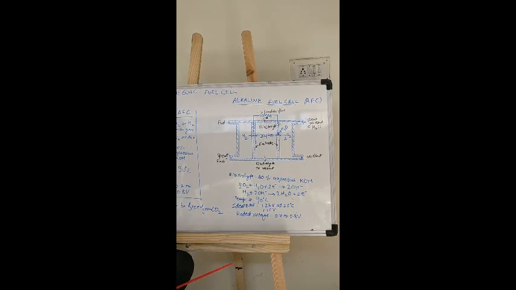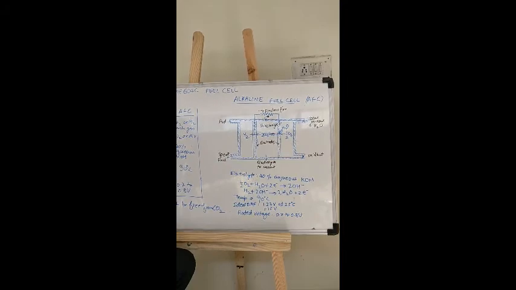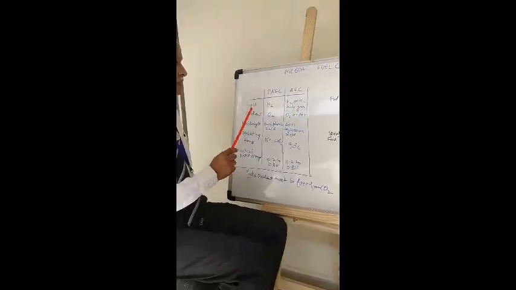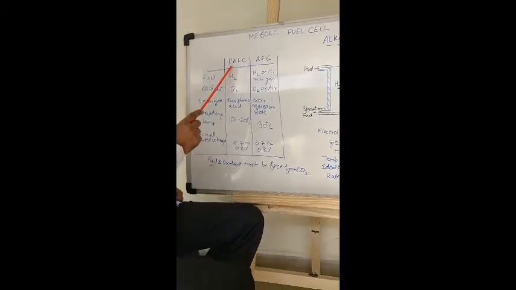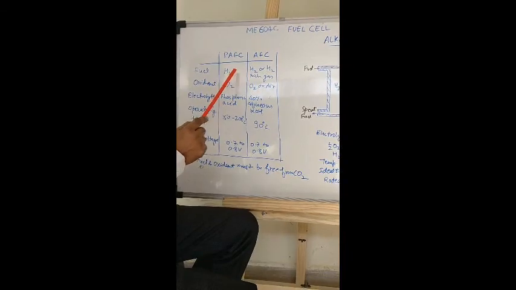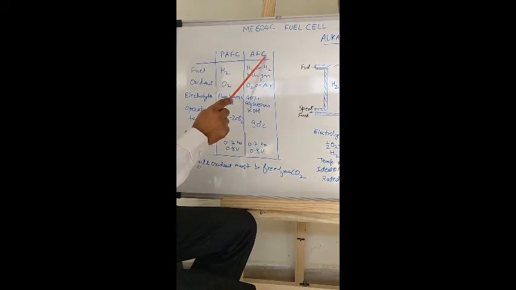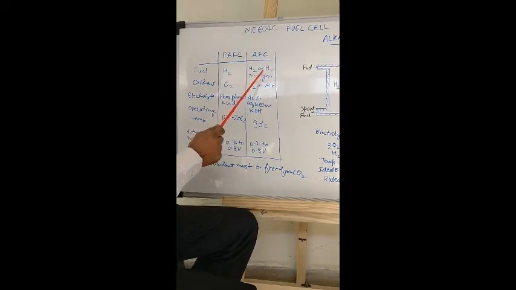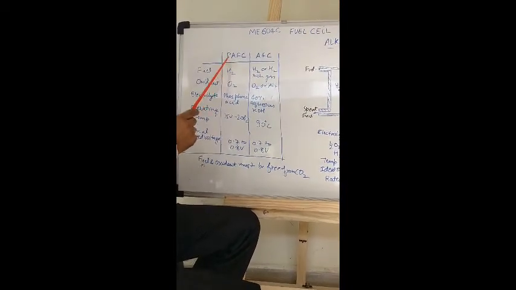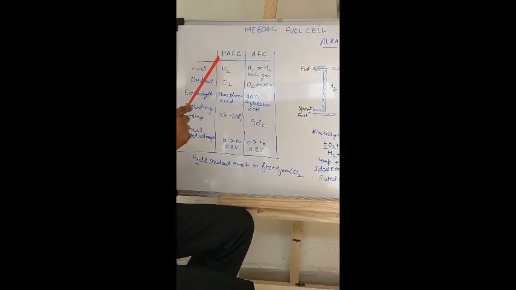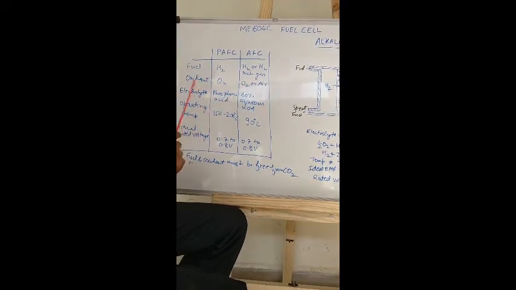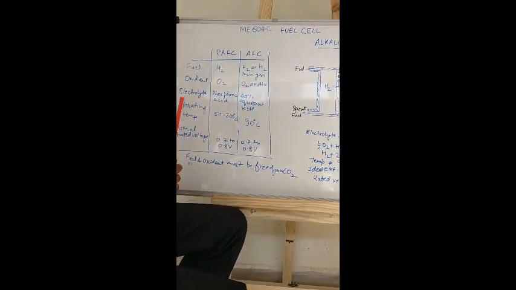Now you can see some differences between phosphoric acid fuel cell and alkaline fuel cell, which I have written here. The difference lies in the fuel. In case of PAFC, phosphoric acid fuel cell, the fuel is hydrogen, whereas in case of alkaline fuel cell, AFC, the fuel is hydrogen or hydrogen gas. If we talk about oxidant, then in case of PAFC, oxidant is normally pure oxygen, whereas in case of alkaline fuel cell, it is oxygen or air also.